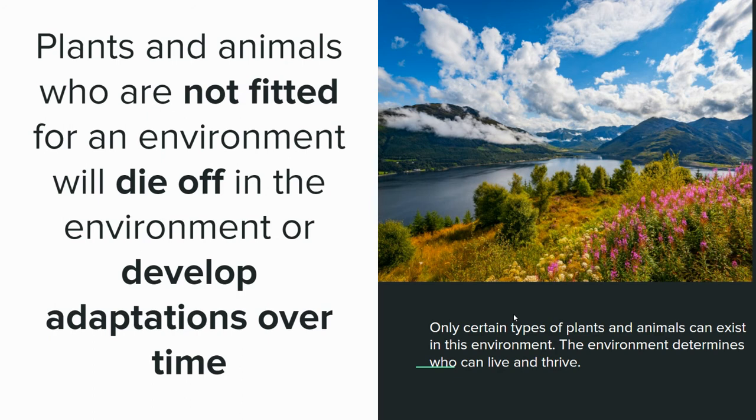Plants and animals who are not fitted for an environment will die off in the environment or develop adaptations over time. So yeah, if you don't fit, the living thing will most likely die off, or it will develop these characteristics that allow them to survive through the process of evolution. So example right here, only certain types of plants and animals can exist in this environment. The environment determines who can live and thrive.